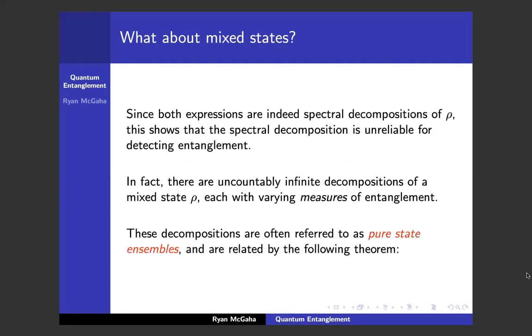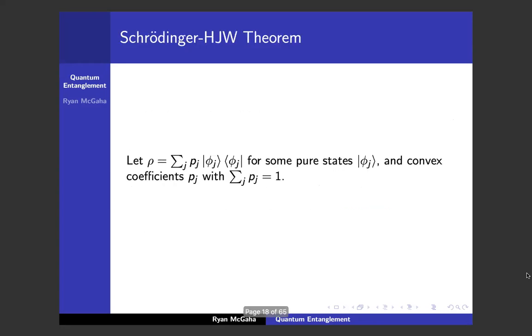Okay, since both expressions are indeed spectral decompositions, because both are orthonormal decompositions of rho with the same spectral values, that shows that using the spectral decomposition is actually a bad way of detecting entanglement. And in fact, there are uncountably infinitely many decompositions of such a state, and each of them has various measures of entanglement. And we'll talk about what that means in a second. These decompositions are often referred to as pure state ensembles, and they're related by the following theorem.